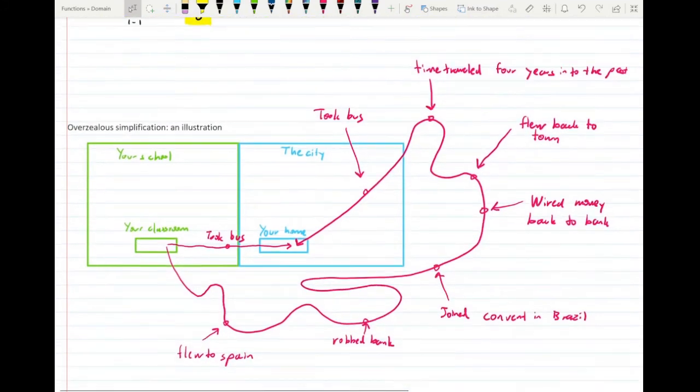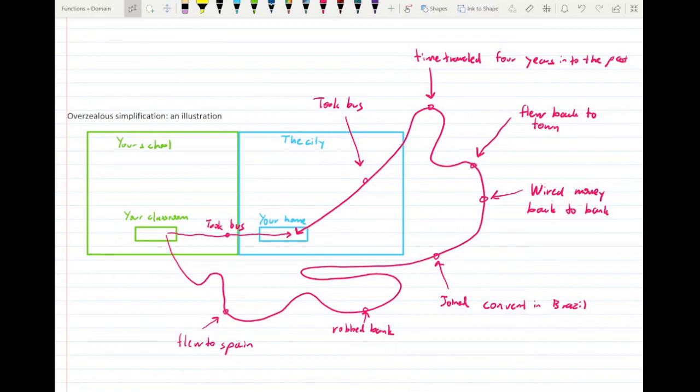I've taken the liberty of illustrating the folly of simplification with an example. Let's say you're trying to get home from school, and there are 2 possible paths for you to take. The first one, you just take the bus, as you usually do, and you get to your home safely in about 20 minutes. In the second one, you decide to buy a ticket to Spain, and while you're there, rob a bank, take your ill-gotten gains, join a convent in Brazil, wire all your money to your bank after you realize the error of your ways, fly back to your hometown, time travel 4 years back in the past, and take the bus to get home.